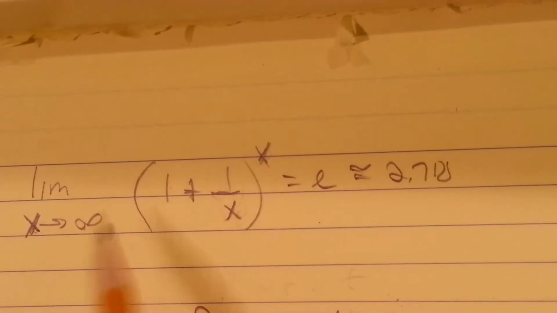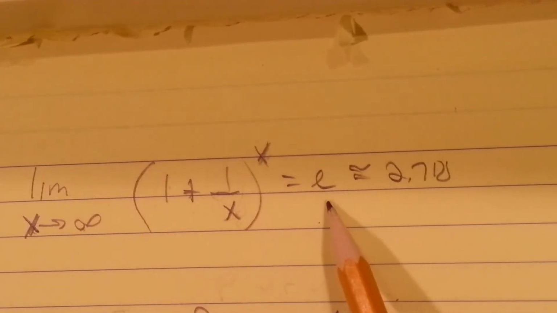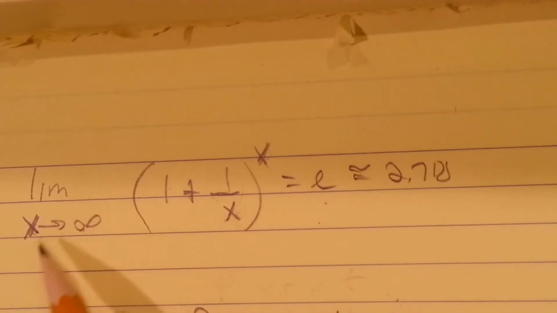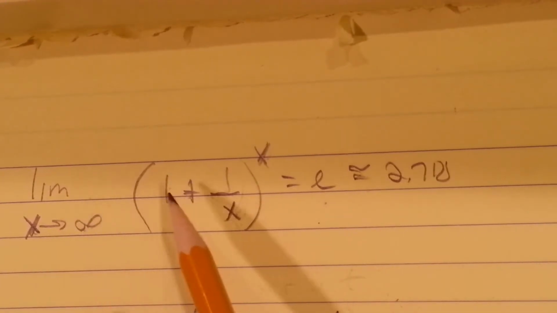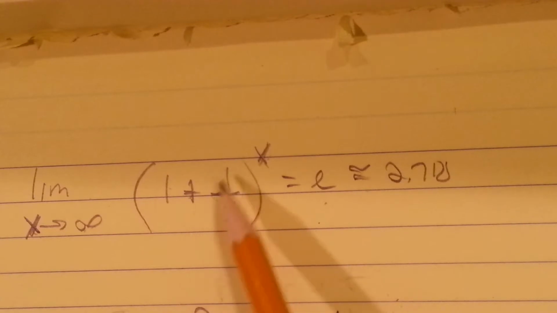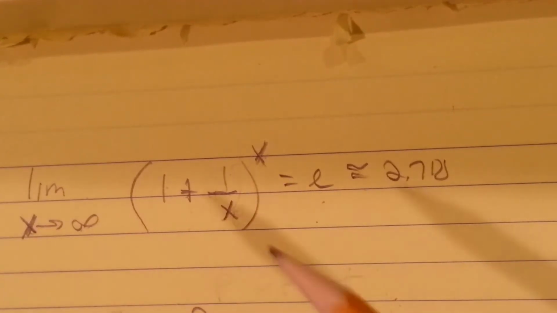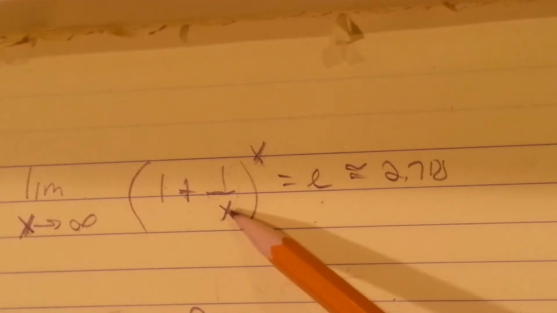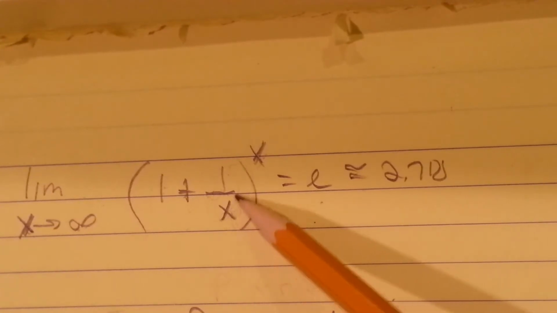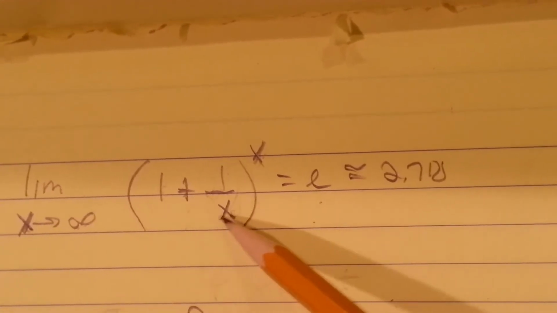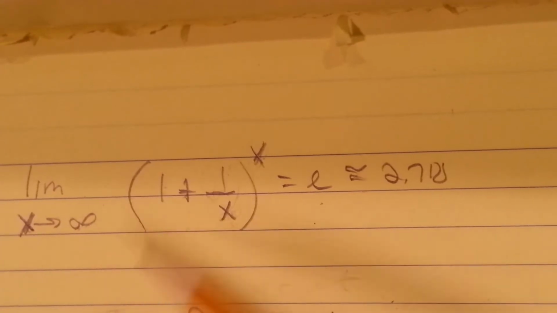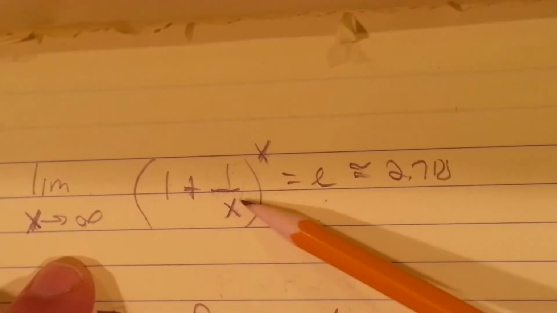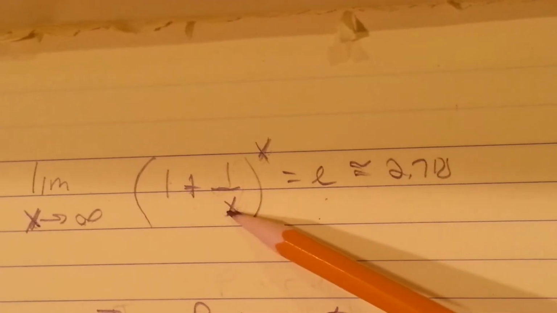This right here is how we get the constant e. It's the limit as x approaches infinity of 1 plus 1 over x, all raised to the x power. So things kind of counteract each other. As we plug in values for x, this is going to keep getting bigger, and we're going to keep putting in values that are bigger and bigger until they approach infinity.